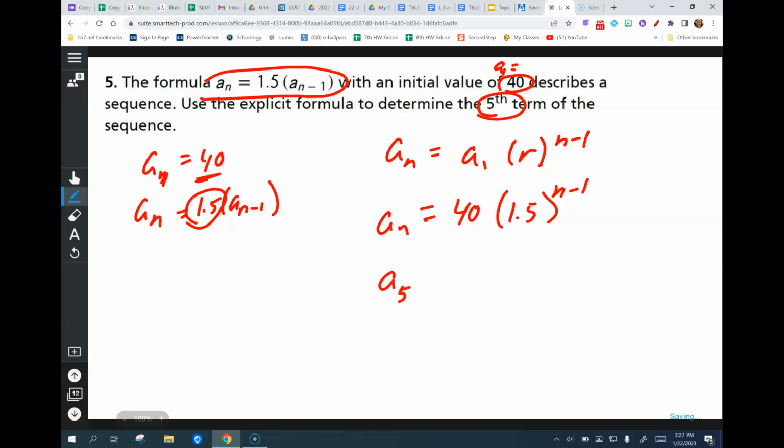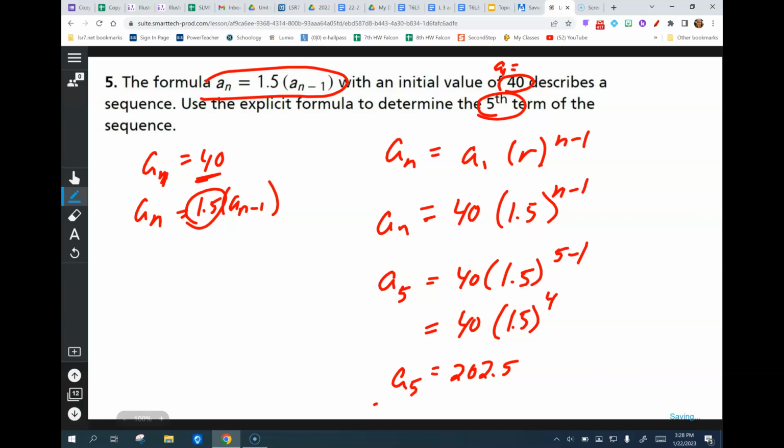If I want to find A sub 5, you got it? Go. A sub 5 is equal to 40 times 1.5 to the 5 minus 1, or 4. Plug that into your calculator. And you get 202.5. Now let's read the question and see. Determine the 5th term. Yep, we can take that A sub 5. I wanted to make sure it wasn't like a people thing.